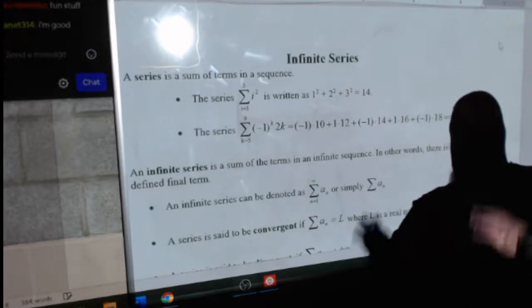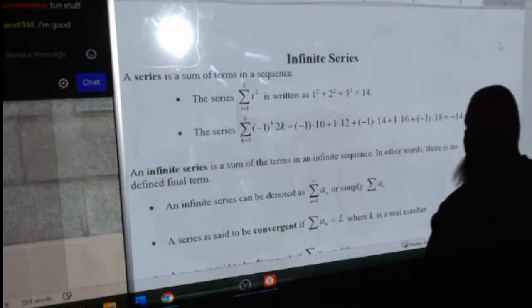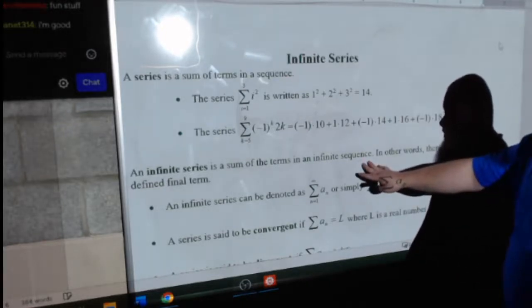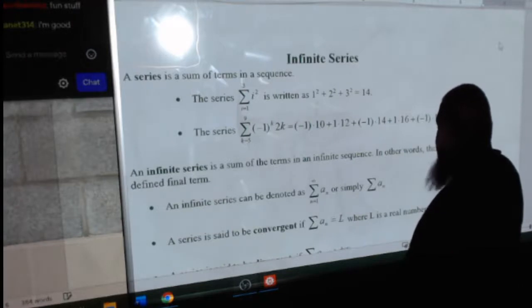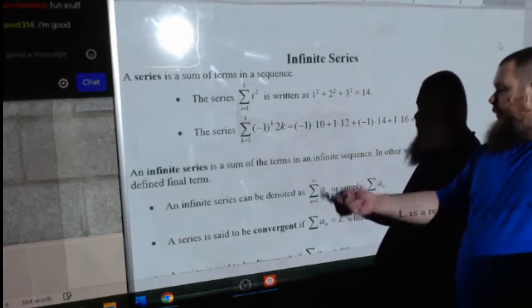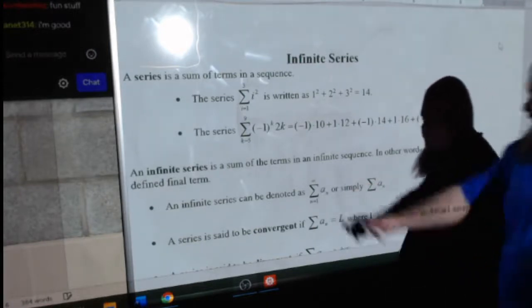So those are finite series, right? They run over some small range of values. But we can also have infinite series. And an infinite series runs from typically 1 or 0 to infinity. So you can write it this way.